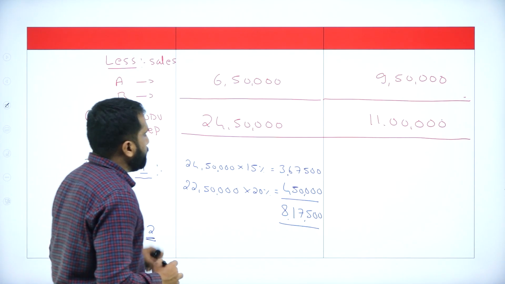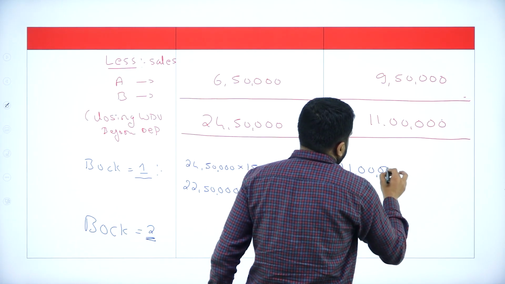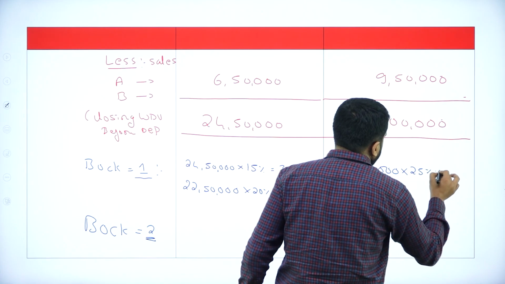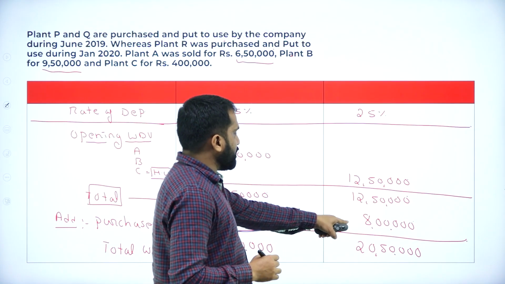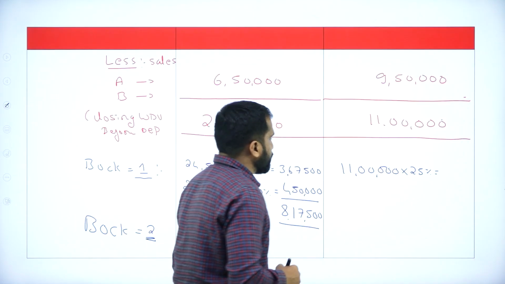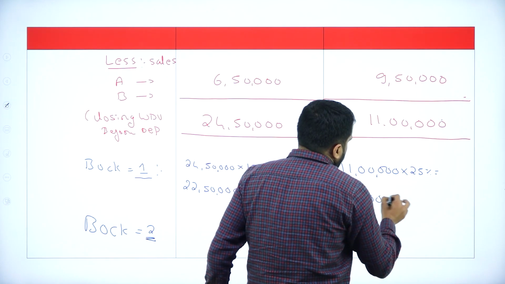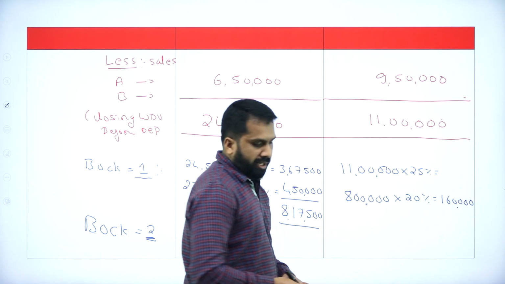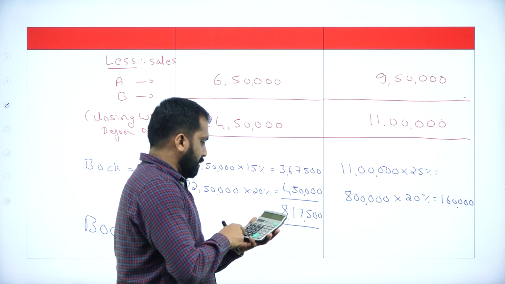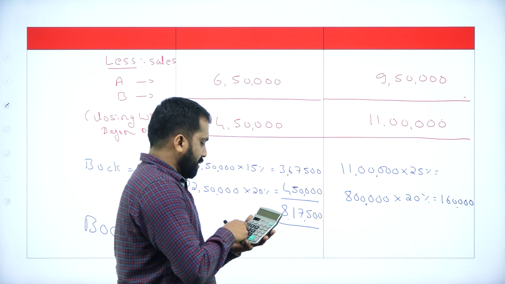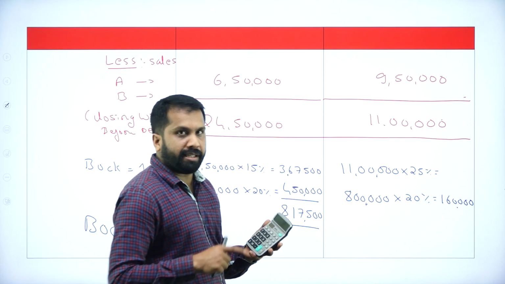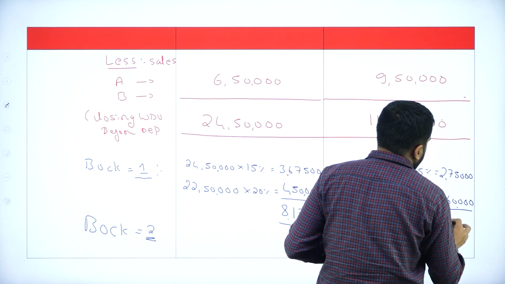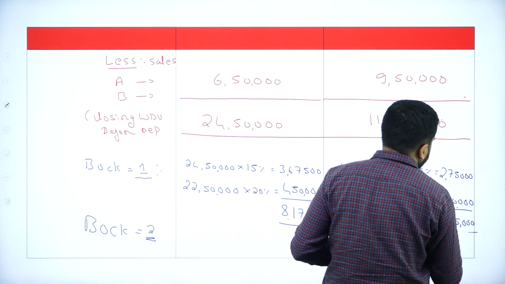In this, what happens? Same calculation, 11 lakh multiplied with, what is the percentage? 25%. And what are the purchases? Purchases worth rupees 8 lakh. So, 8 lakh into 20%. It will be 1,60,000. And 11 lakh multiplied with 25% is 2,75,000. So the total will be 4,35,000. Hope you're clear.